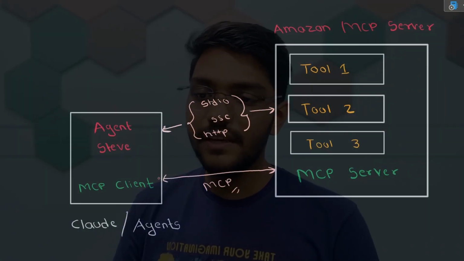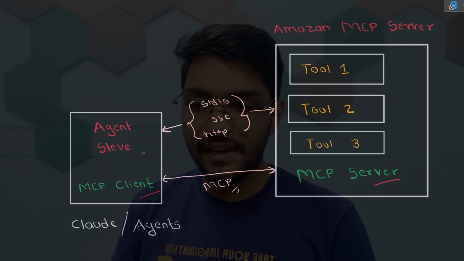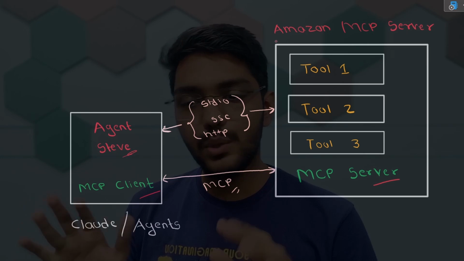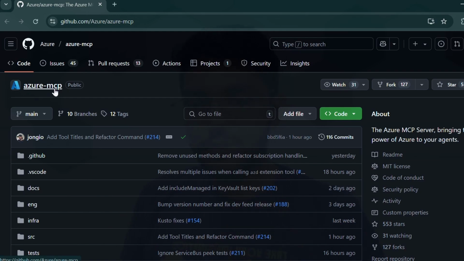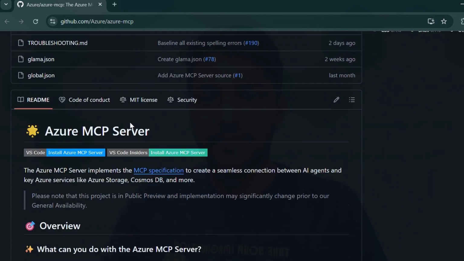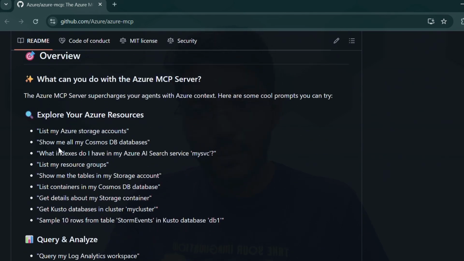Even in MCP, we have the concept of client and server. So the agent Steve will act as a client, and the Amazon or Flipkart tools that he will be using will be in an MCP server. Each company has its own MCP server open sourced so that these agents or any client can use these servers. So for example, Azure has its own MCP server on GitHub called Azure MCP. This MCP server can list all the Azure storage accounts and can give details about your Azure account. So this is basically how MCP works.